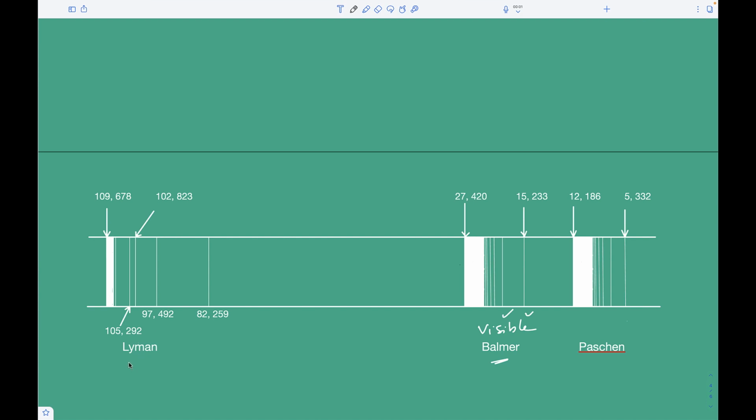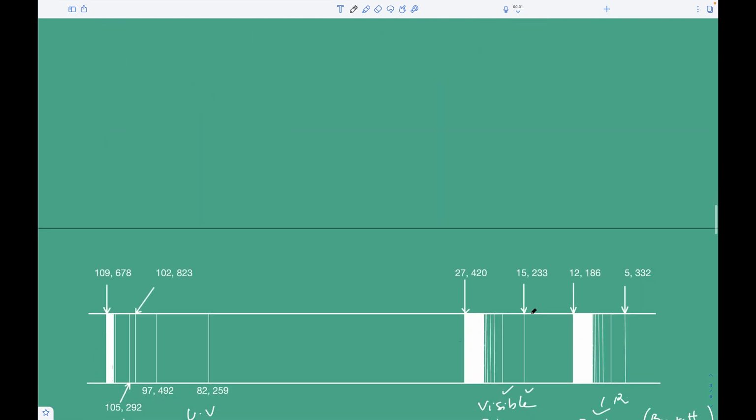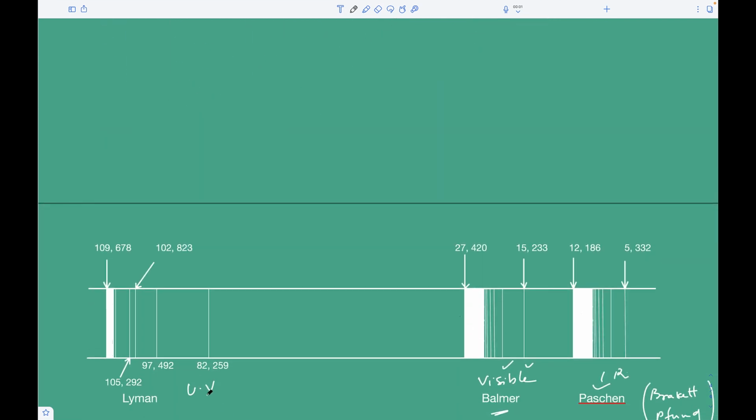A few years later, Lyman discovered another series in the ultraviolet region, and later on, many different series were discovered in the infrared region, namely Paschen, Brackett, Pfund, Humphreys, and so on. Here I have shown only the Paschen series present in the infrared region and omitted the others. So from this we understand that this hydrogen gas is not only emitting visible light, but it is also emitting some ultraviolet light and infrared light.